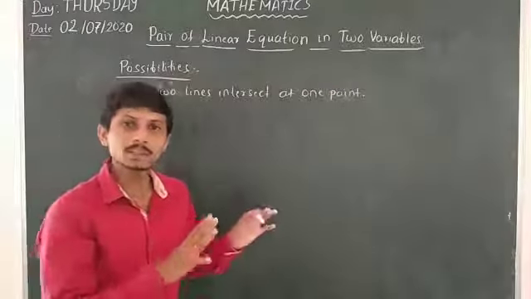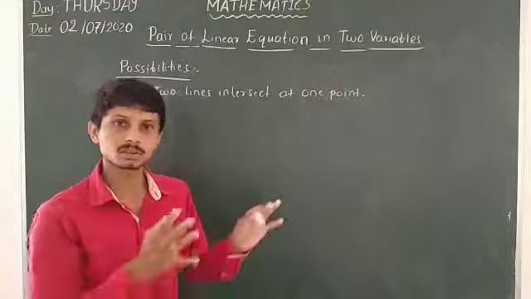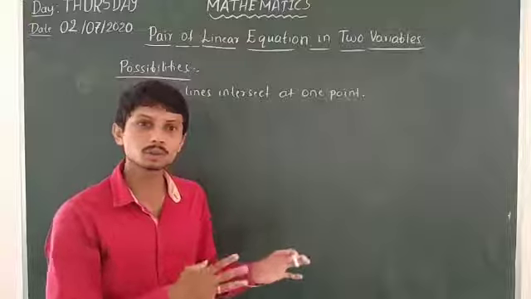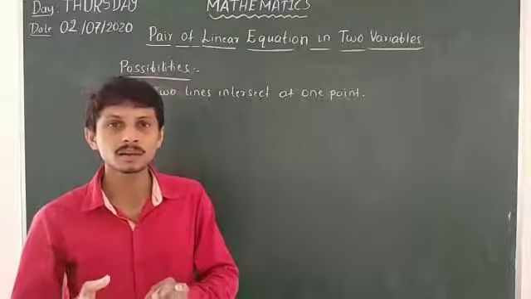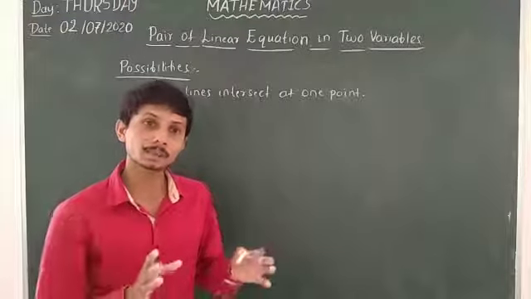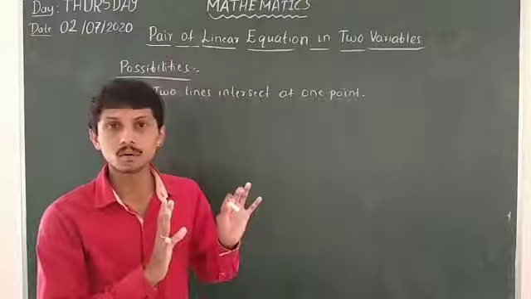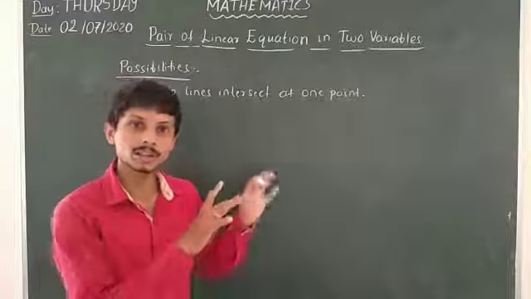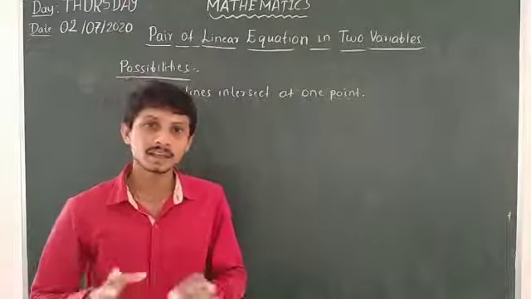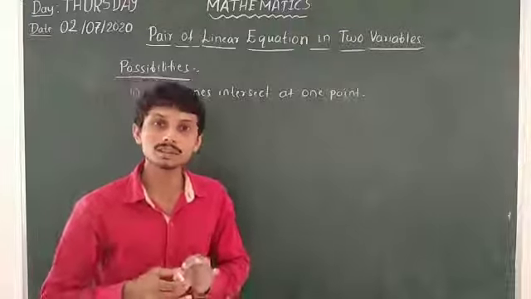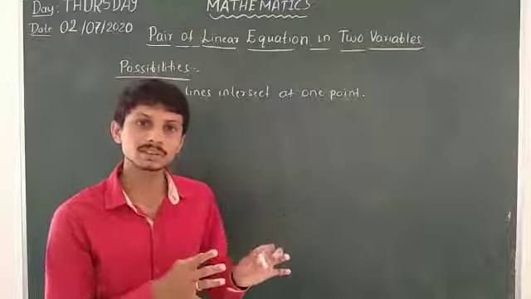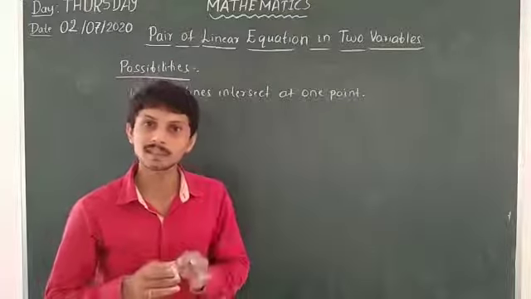I have two linear equations in two variables, that means a pair of linear equations in two variables. I find all the solutions of the first equation and all the solutions of the second equation. After that I will represent all the points on the coordinate system. I will join the solutions of the first equation as a straight line, and represent all the solutions of the second equation on the coordinate system and join all the points in a straight line.